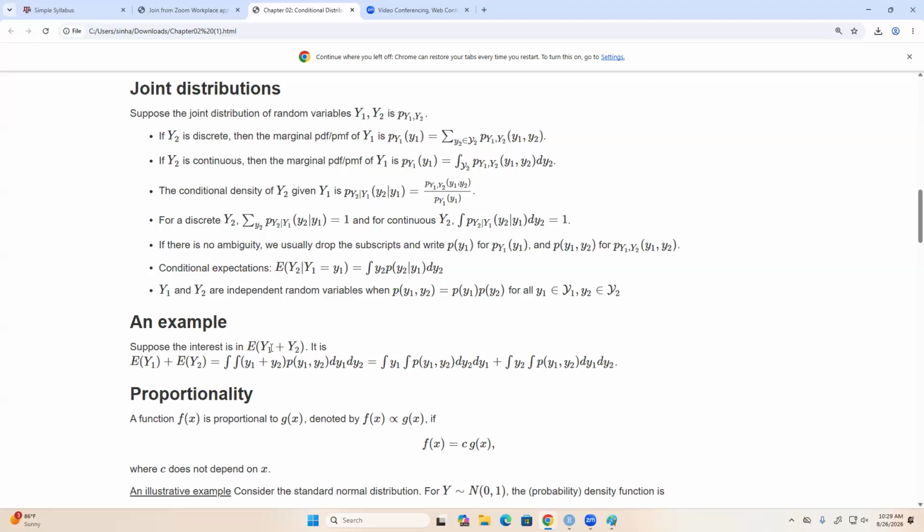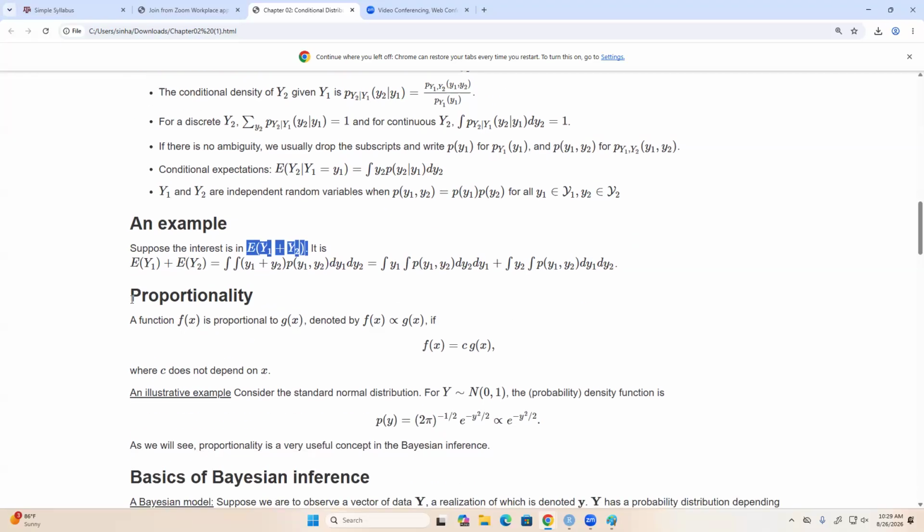Okay, and in this calculation, if I want to calculate the expectation of y1 plus y2, I do not need the independence assumption of y1 and y2. I do not need the joint distribution. I do not need to know the joint distribution of y1 and y2. As long as I know the marginal expectations of y1 and y2, that is sufficient.